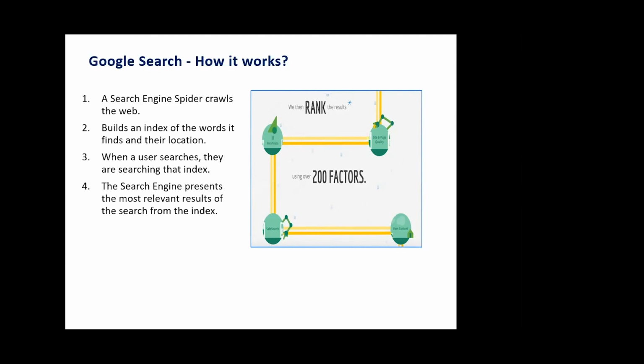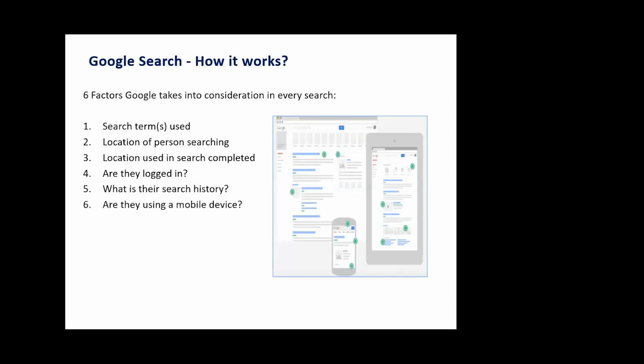And for the average business, you don't necessarily need to be aware of all of the 200 factors. You need to be aware of the main ones, as it were. So, 6 factors Google takes into consideration in every search. The search term used: in other words, what did the user type into Google when they carried out the search?